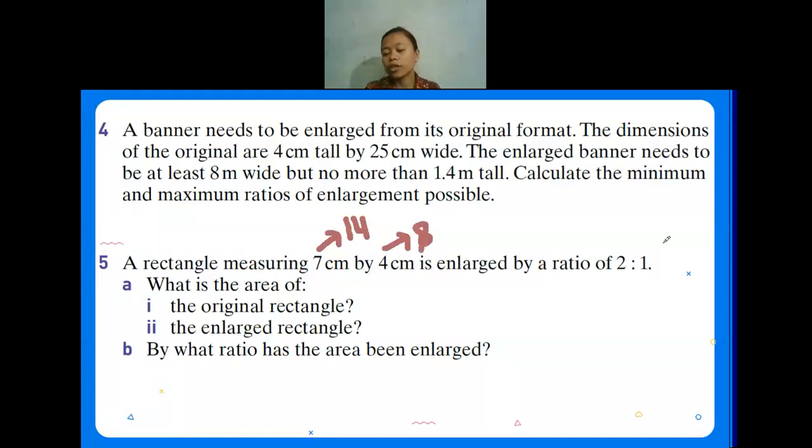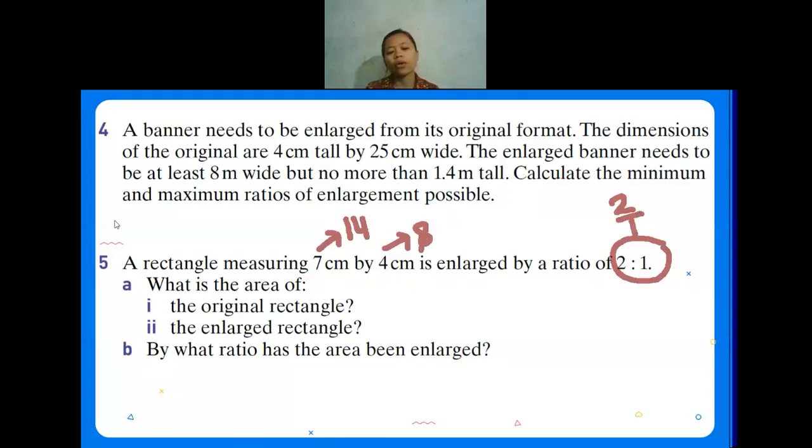We use the ratio 2 to 1, so it means 2 per 1. 2 per 1 times 7 equals 14. 2 per 1 times 4 equals 8. And now we need to find the area of the original rectangle.